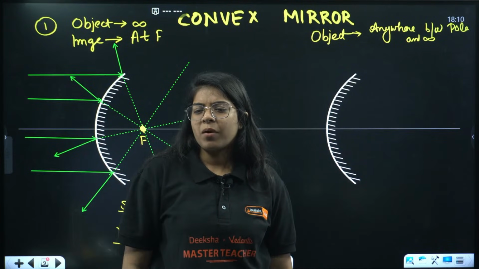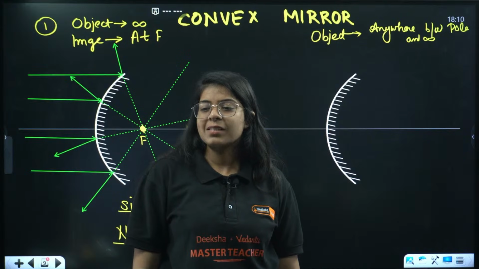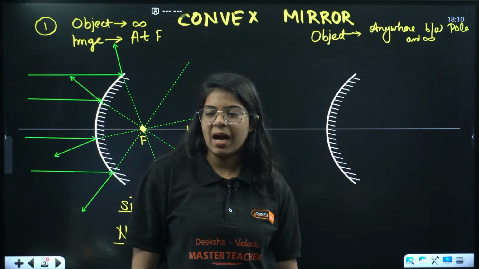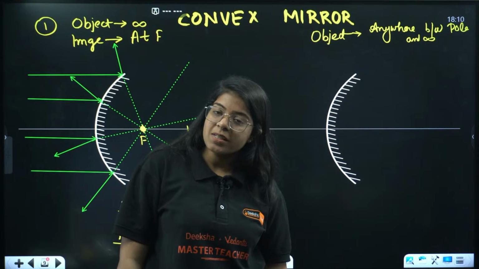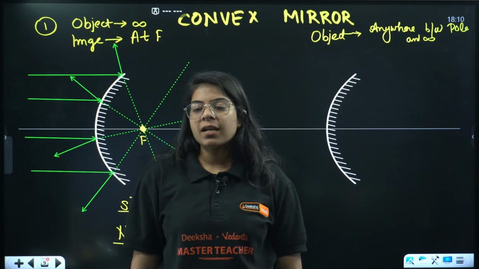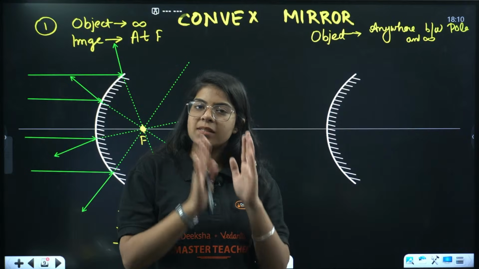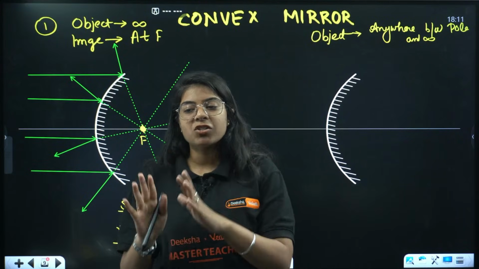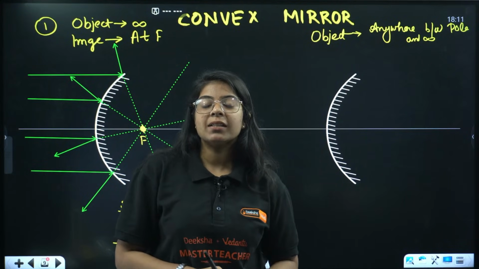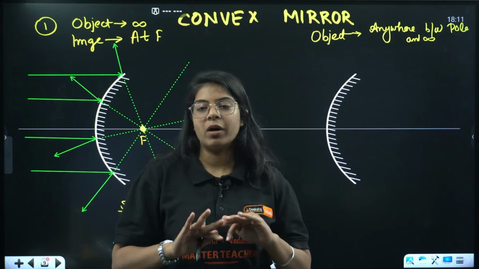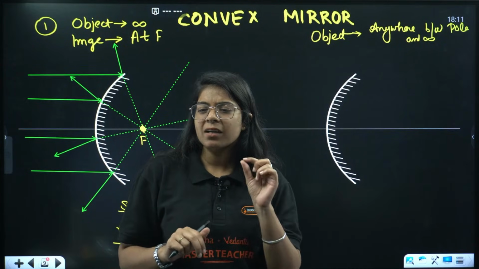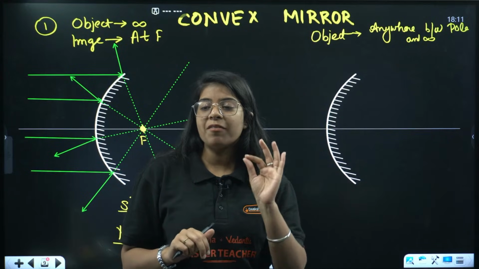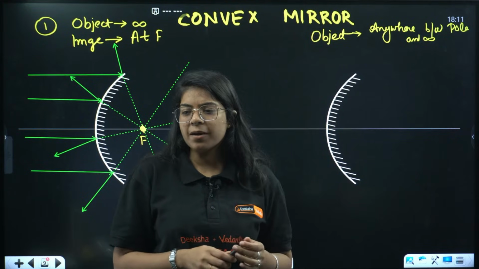Ma'am, what happens to the image formed by a convex lens if half of it is covered with black paper? Look, it's a very conceptual question, but the answer is the image will be formed at the same position. The nature of the image will be the same, but the brightness of the image will be lowered. It will be of very, very less brightness. Okay?